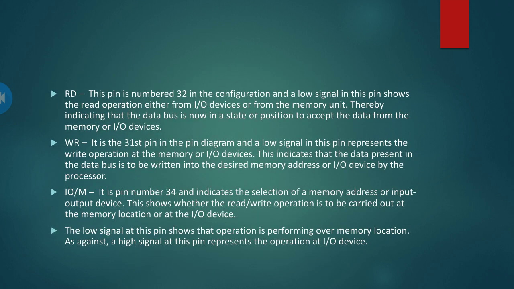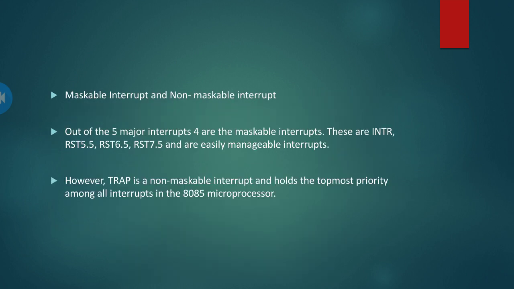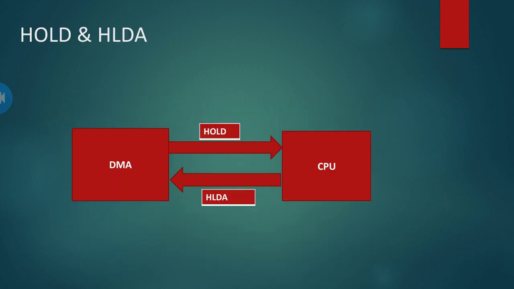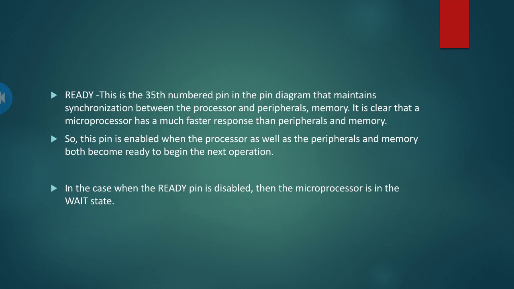I have written a definition. Yeah, this is the ready pin. The ready pin is the 35th pin in the pin diagram, which maintains synchronization between the processor and the peripherals. Processor means CPU. It is used to synchronize the processor and the input output devices, the processor and peripherals. So it is clear that a microprocessor has a much faster response than the peripherals.